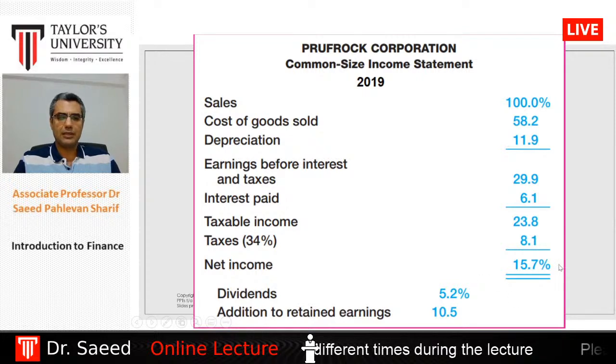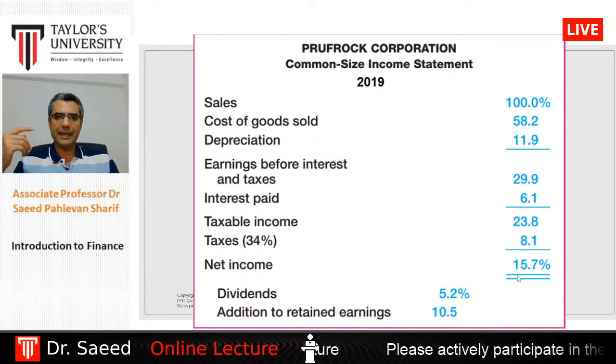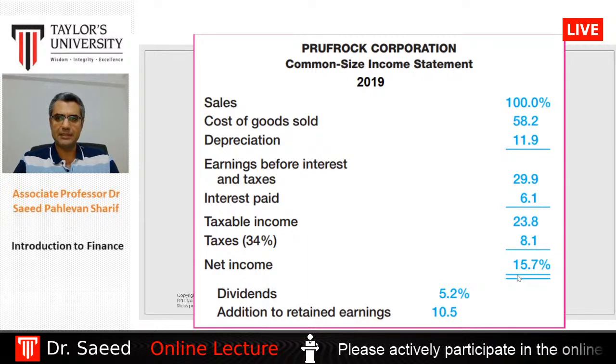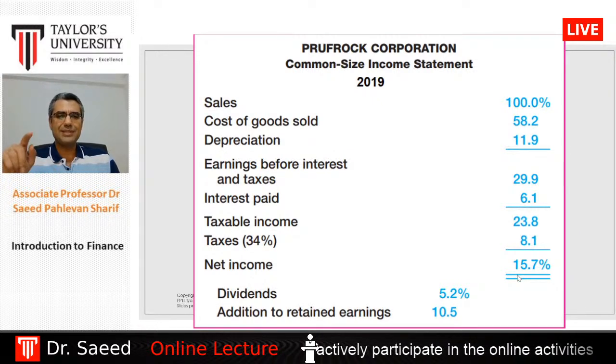So this is a standardized income statement, and as you can see, everything has been reported as a percentage of total sales. For example, for every $1 in sales, we have 15.7 cents net income, right?